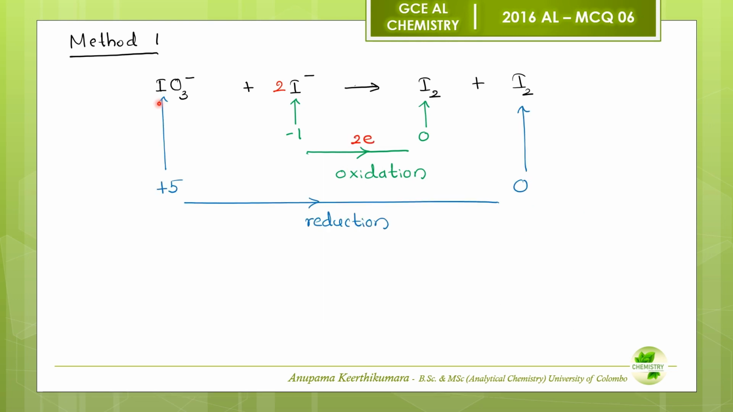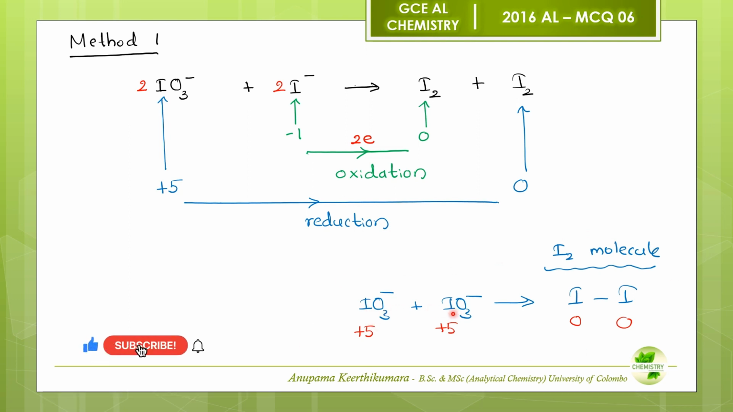Oxidation state of this iodine is +5 and the oxidation state of each iodine atom in iodine molecule is 0. The next step is to find the number of electrons involved in this reduction process. We need to balance the number of iodine atoms. I2 molecule contains 2 iodine atoms. Therefore, we need to use the coefficient 2 in front of iodate ion. 2 iodate ions are required to produce 1 iodine molecule. The difference between +5 and 0 is 5 electrons. Therefore, 5 electrons have been accepted per 1 iodine atom. Therefore, 10 electrons are involved in the overall reduction process.